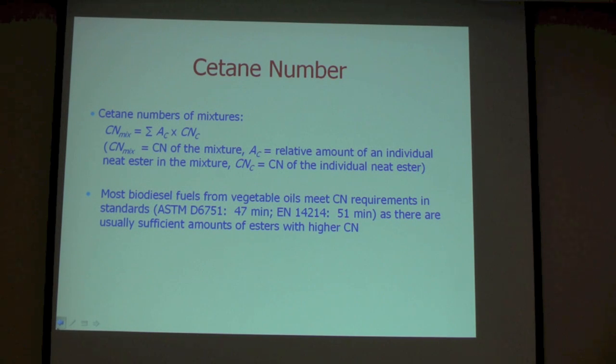So, as I mentioned, the cetane number of a mixture is essentially just taking the components and their cetane numbers proportionally and adding them up, and you'll get the cetane number of the mixture. So that's why components with high cetane numbers will compensate for those with a lower cetane number in a mixture of fatty acids that make a biodiesel. And as I mentioned, most biodiesel from vegetable oils will meet the cetane number requirements and standards because there are sufficient amounts of these esters with a higher cetane number.